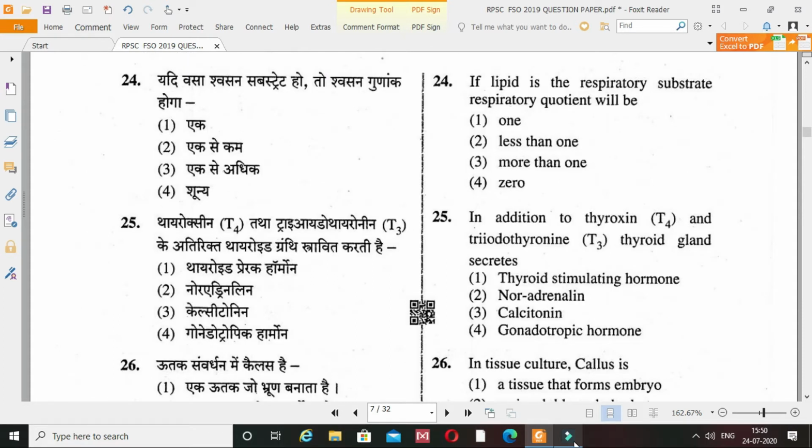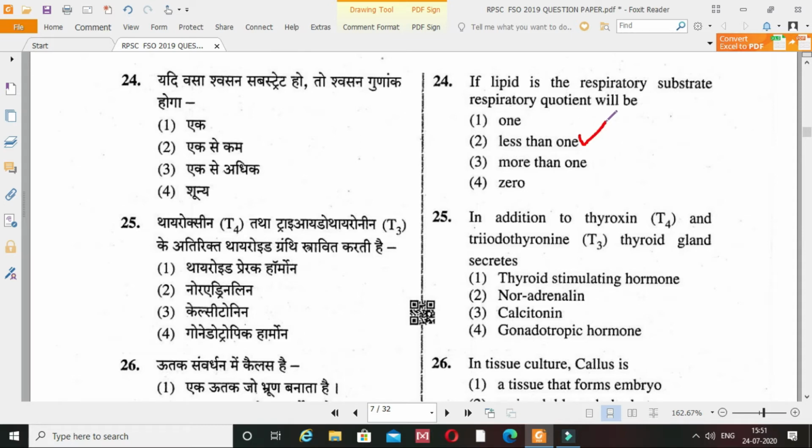Next question 24. If lipid is the respiratory substrate, the respiratory coefficient will be 1. Option 2, less than 1. Option 3, more than 1. Option 4, 0. Which is the answer? Here the answer is 2, less than 1.